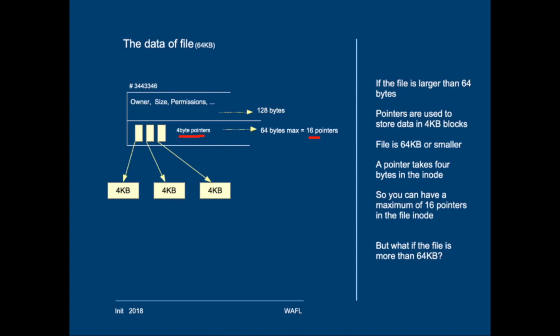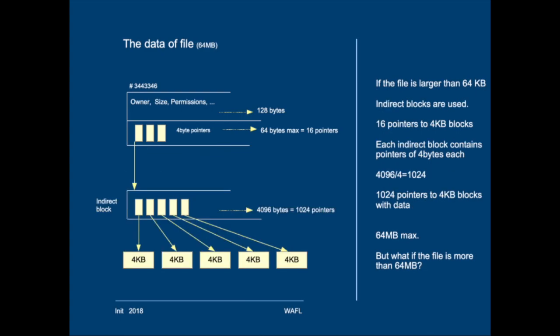So if a file is larger than 64 bytes, but not larger than 64 kilobytes, then there will be 16 pointers to direct data blocks. If a file is larger than 64 kilobytes, then the pointers from the inode will point to indirect blocks. So these blocks do not contain data, but they contain pointers. And since a pointer takes 4 bytes, you can have 1024 pointers in a single 4K block. So from the inode, you have 16 pointers to 4K blocks that all have 1024 pointers. That gives you a total of 64 megabytes.